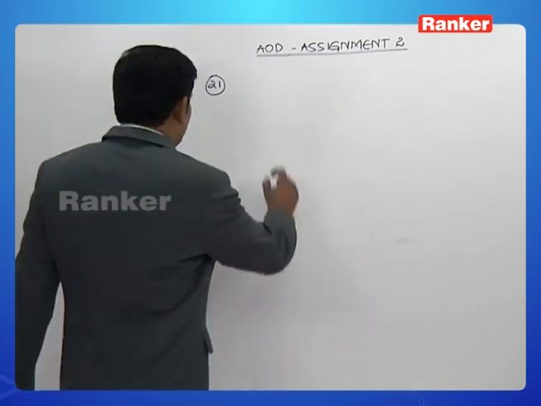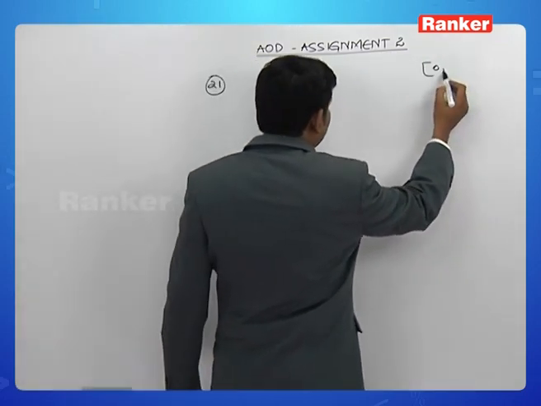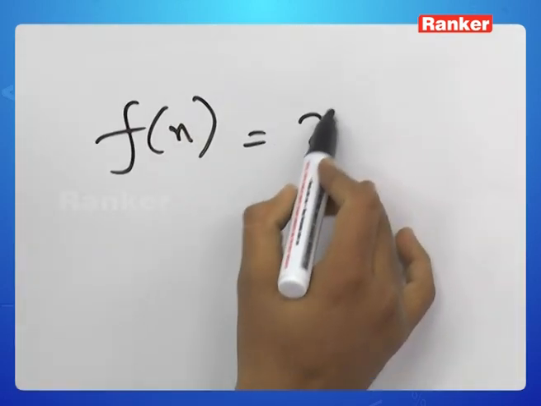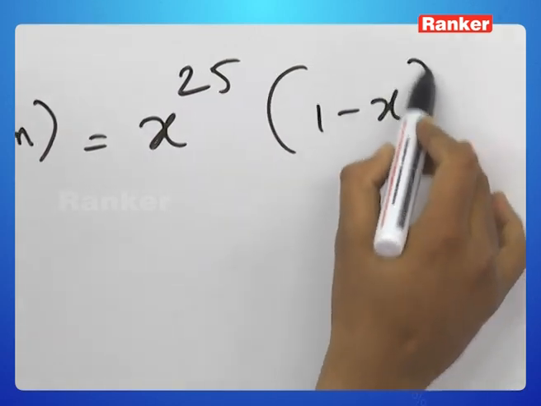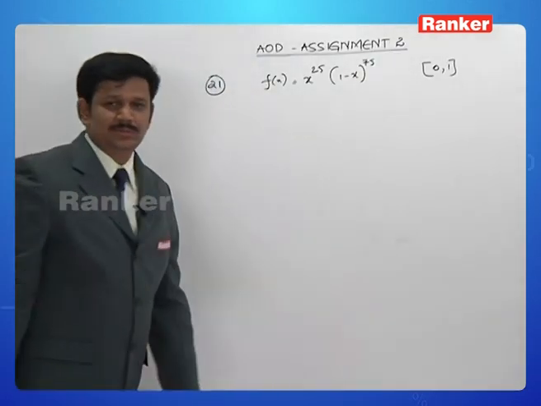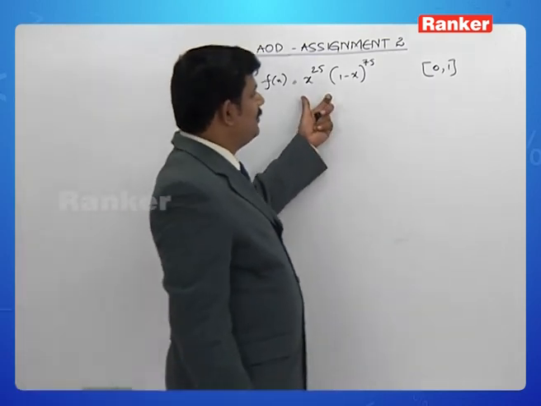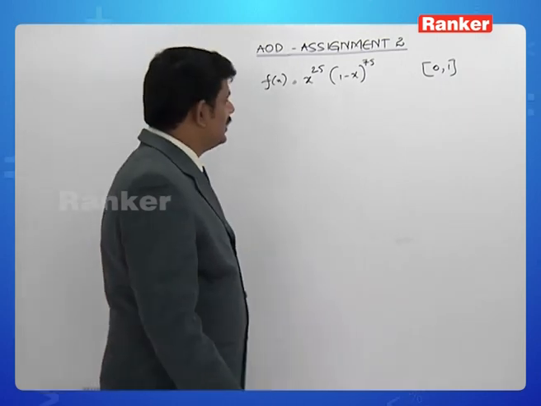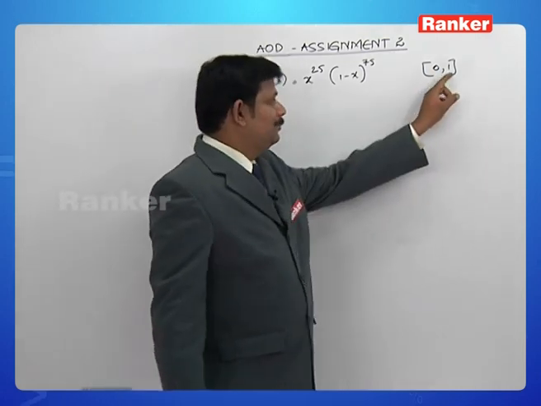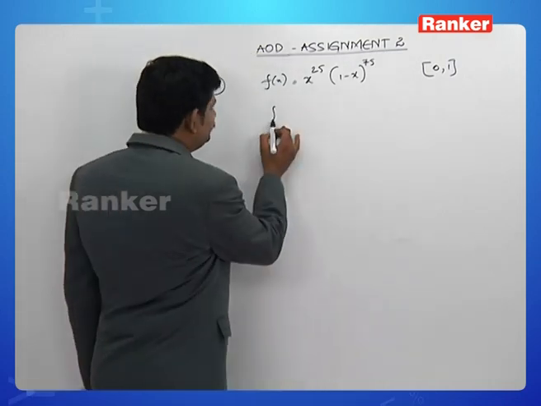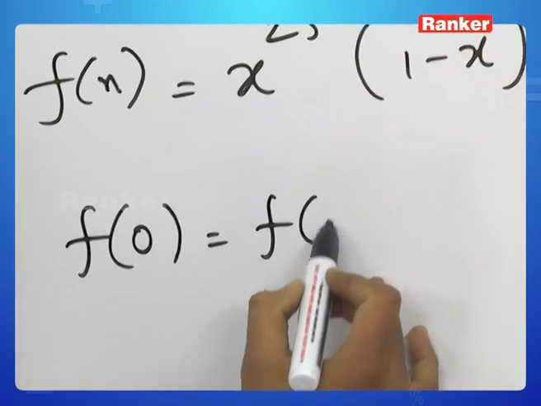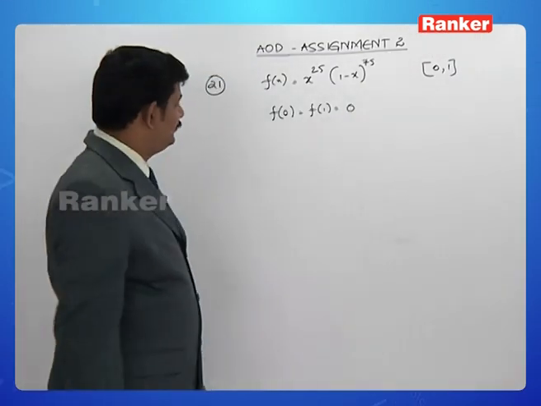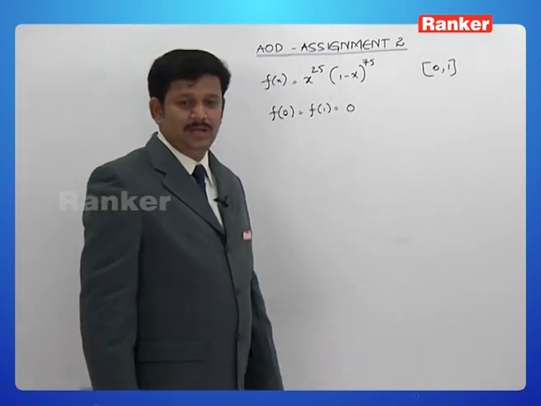We need to check at which point in closed interval 0 to 1 the function f of x equal to x power 25 into 1 minus x power 75 has its maximum value. That is, what is the global maximum in the interval closed 0 to 1. We know global maximum can occur at critical points or at the end points. F of 0 and f of 1 are both zeros.